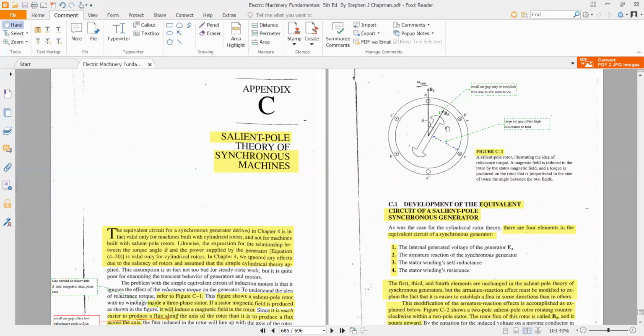In cylindrical rotor machines, since the air gap is uniform, no such phenomenon exists.